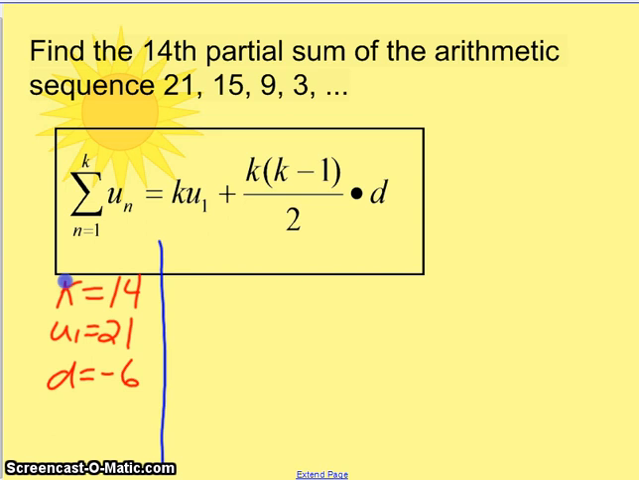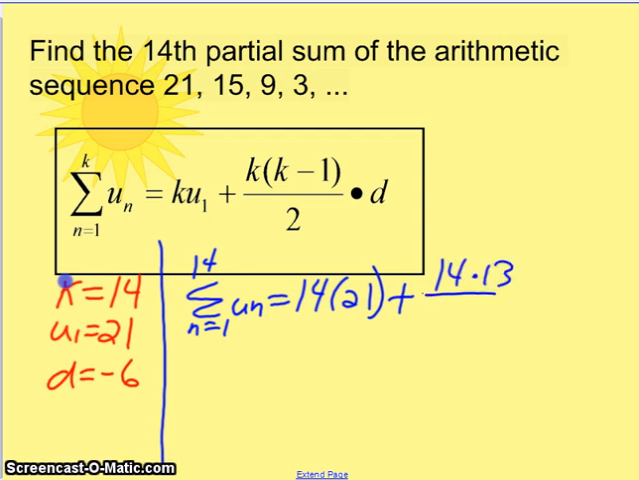That's what I need in order to use this formula. I'm going to plug that in. So I've got the sum for the first 14 terms of this sequence, u sub n equals k, which is 14, times u sub 1, which is 21, plus k times k minus 1, which is 14 times 13, over 2, times the common difference, which is negative 6. I'm just going to use the order of operations to simplify this.